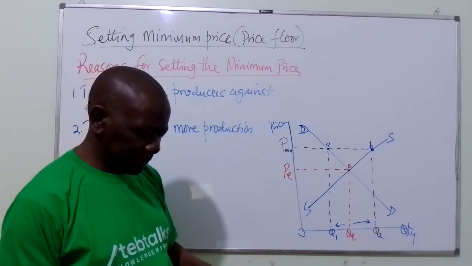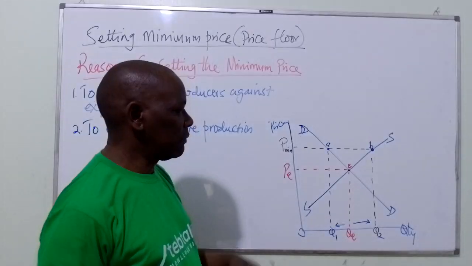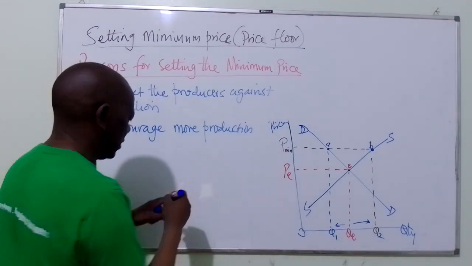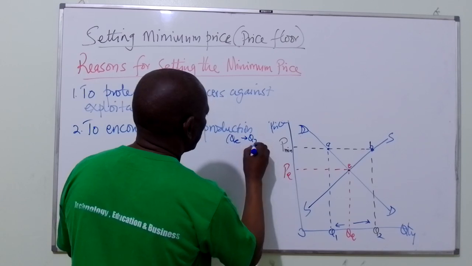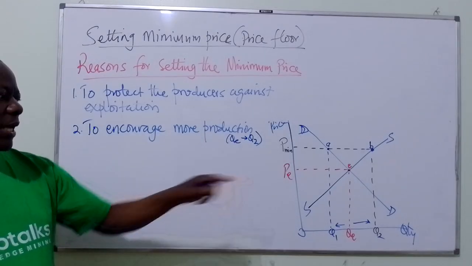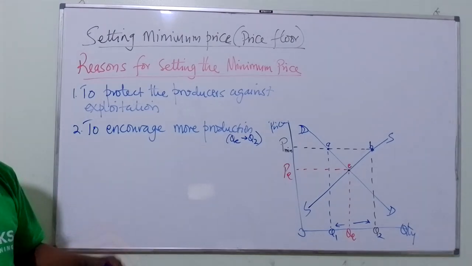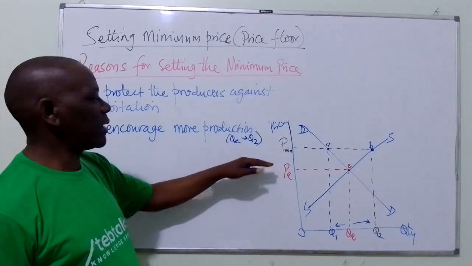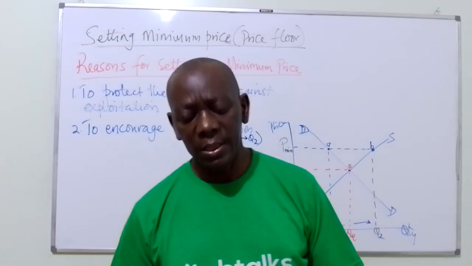You can see that when the minimum price was set, this was the equilibrium. After setting the minimum price, the suppliers increased the production from QE to Q2. We can even put it here in a bracket, QE to Q2. That is an increase in the output. So to increase production, why? Because the price is higher than the normal one, that is the equilibrium one. So government now has encouraged, has motivated the producers to produce more because the price has been put at a higher level. So that is the reason why they set the minimum price.